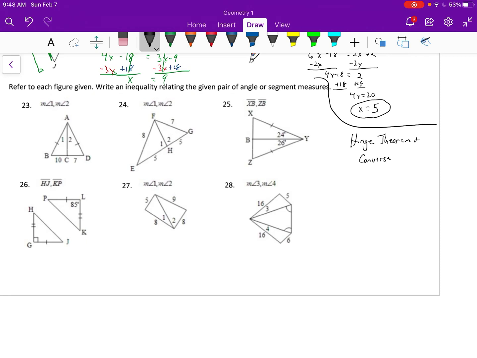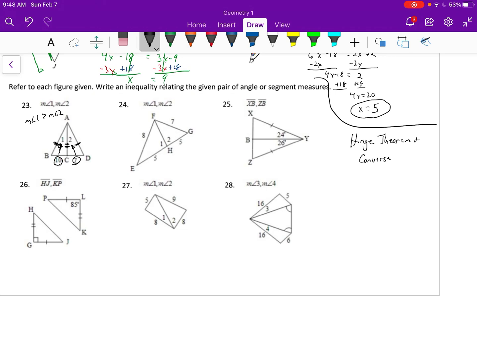So in number 23, we do see we have this side congruent to this side and this side congruent to itself. So that's two sides of the left triangle congruent to two sides of the right. We see that 10 is greater than 7, which means angle 1 would be greater than angle 2. We cannot always go by how it looks.